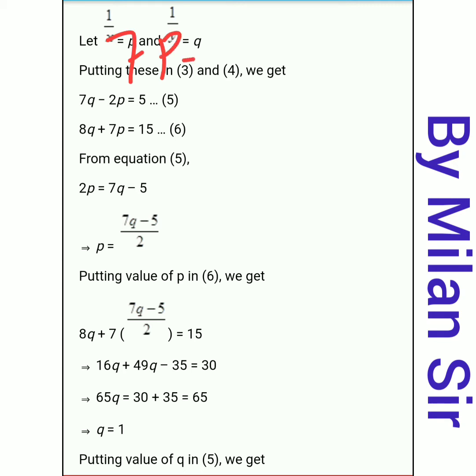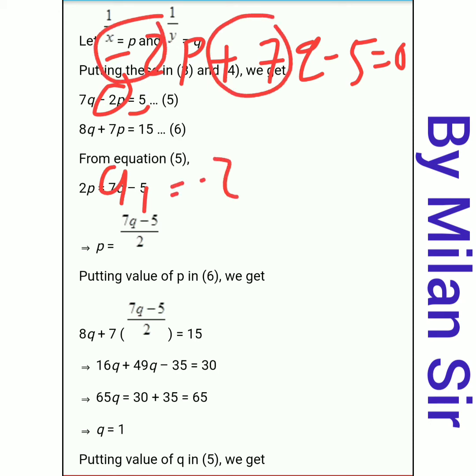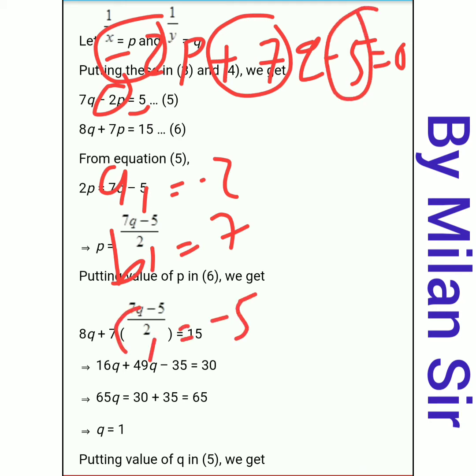So minus 2p plus 7q. Transfer this 5 to the left hand side, it becomes minus 5 is equal to 0. I do the arrangement. Okay. Minus 2p I wrote here first, after that 7q and transfer 5 to the left hand side. So a1 is minus 2, b1 is 7, c1 is minus 5. Okay. So a1 is equal to minus 2, b1 is equal to 7, c1 is equal to minus 5.